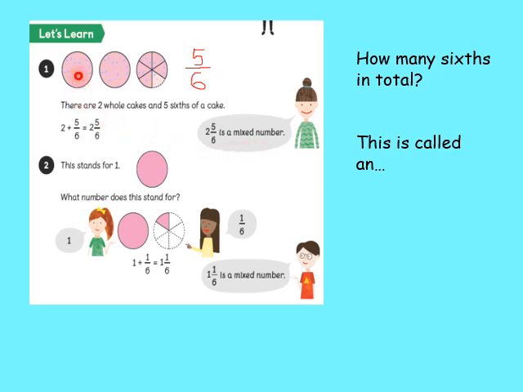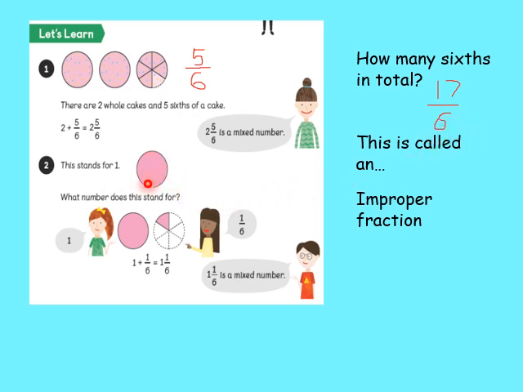So I would have 6 sixths in this cake to make my 1 whole, and 6 sixths in this cake, so that would be 12 sixths for my 2 wholes, and then plus my 5 sixths. So that would give me 17 sixths. Now this is called an improper fraction, and what that means is that my top number, or my numerator, is a higher number than my denominator, which could get quite confusing, which is why we write some fractions as mixed numbers. So let's have a look at this in Let's Learn 2.